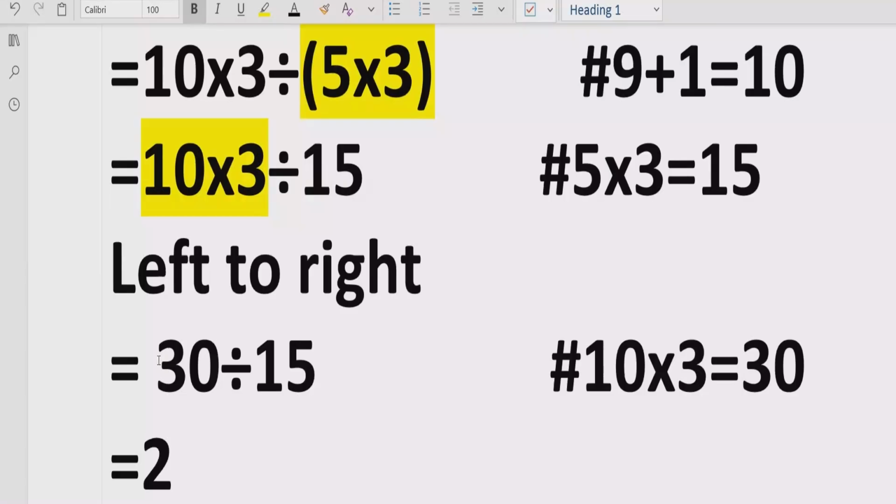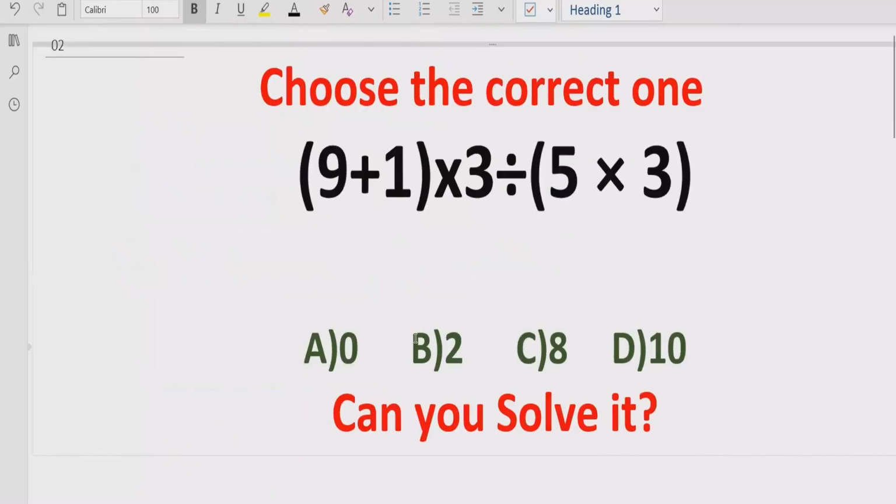If you see the answer list, answer B is the correct answer of this expression. I hope you understand how you can solve the given expression using the PEMDAS and BODMAS method and find out the correct answer. So that's it for today.